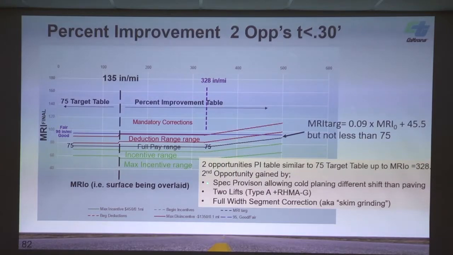So how do you get a second opportunity? Special provisions. There's a special provision that allows the cold plane surface to be exposed for up to a week. Right now, the standard spec says you have to pave back in the same shift. If they use that provision, they can leave it exposed for up to a week.